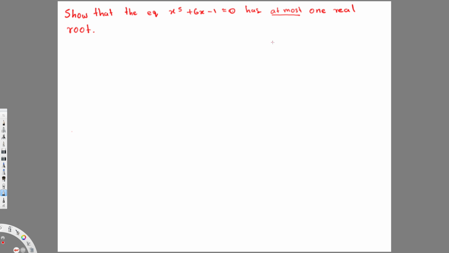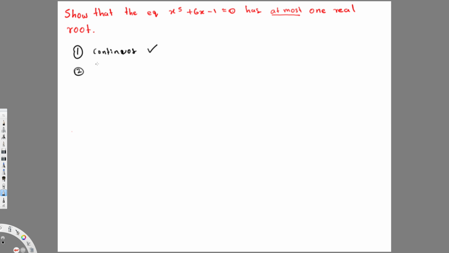To show this, I can use Rolle's theorem. To do Rolle's theorem, if it has a c, it should satisfy three conditions. First of all, it has to be continuous. So let's check whether it is continuous. If you see the equation, x can be any real number, right? So since this can be any real number, this is continuous, and that satisfies the first condition.